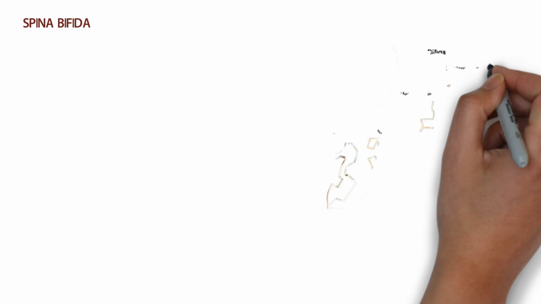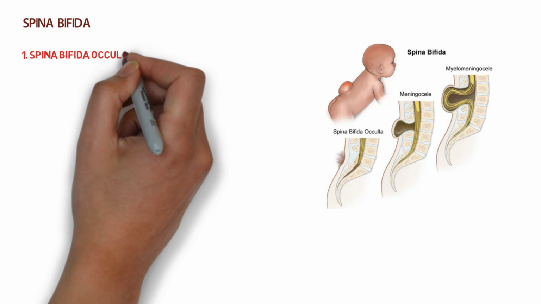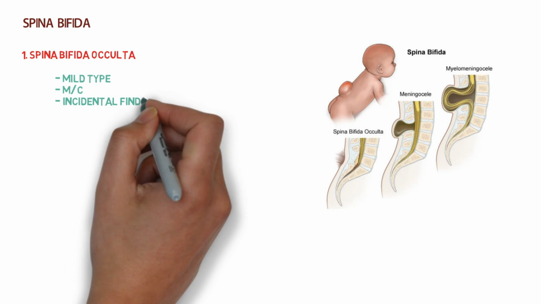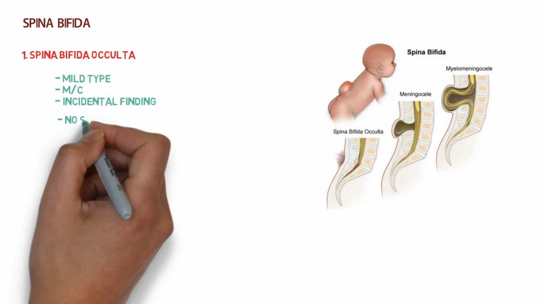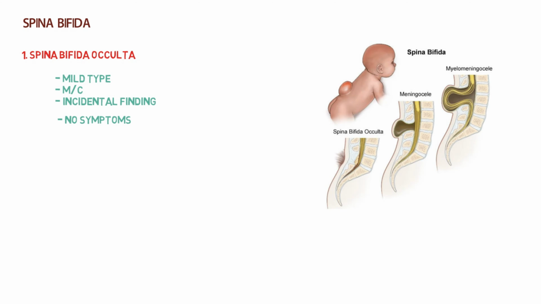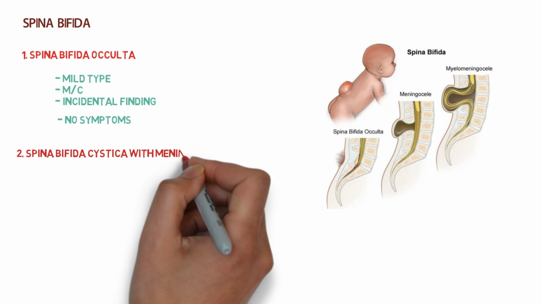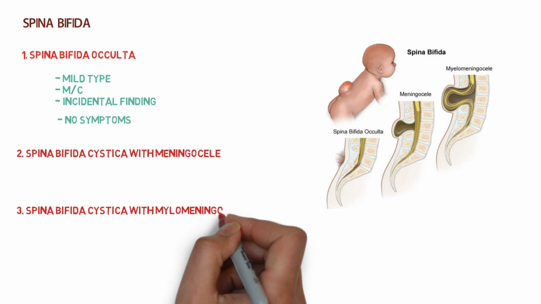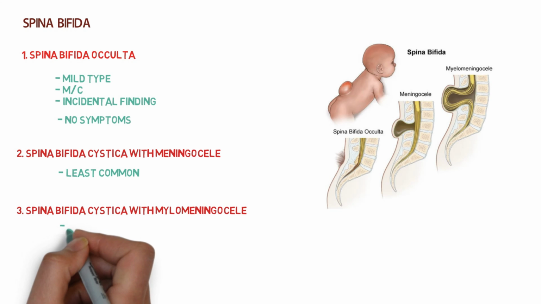And the other defect is spina bifida, of which there are different types. The first one is spina bifida occulta. Occulta means hidden. That is, in prenatal tests, often this disease is not detected. This is the most common and mild type of the disease, in which the spinal cord and tissue don't protrude. Usually, there is no symptom and it may often be found accidentally. There are other types like spina bifida cystica with meningocele and spina bifida cystica with myelomeningocele, in which the meningocele is the least common, while the myelomeningocele is the most severe type of spina bifida.